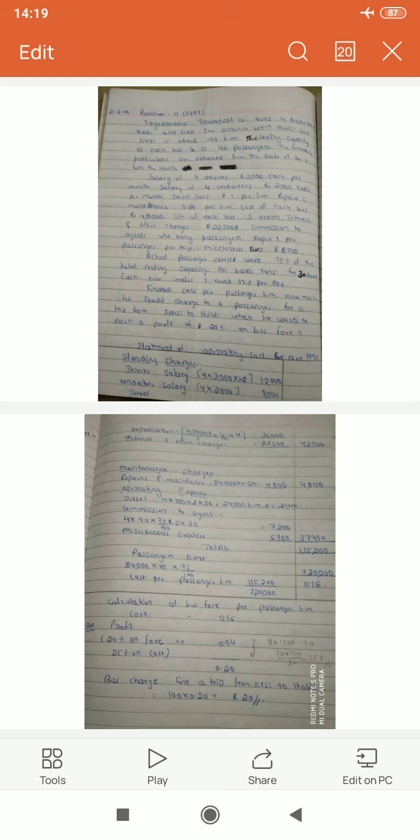Next information being given is cost of each bus. How much is the cost of each bus? Cost of each bus is rupees 4,50,000. Then life of each bus 5 years. Therefore, ascertainment of standing charge, that is depreciation being an item of standing charge, is 4,50,000, that is cost of vehicle, divided by working life 5 years, into 1 by 12.